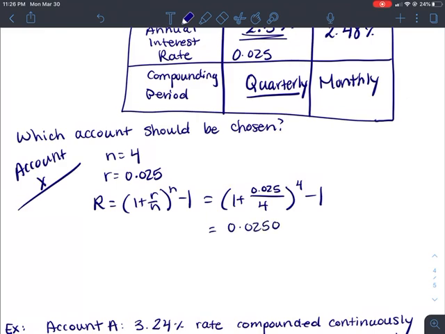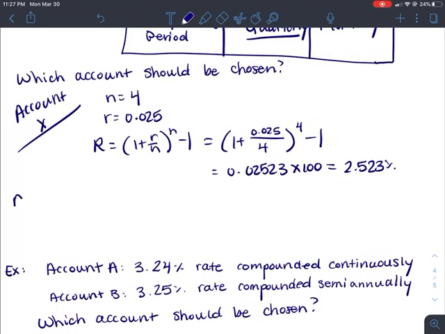Sorry, I am looking at the wrong problem. Okay, so this gives me 0.02523. Okay, in order to get a percentage, I multiply by 100, which gives me 2.523%.